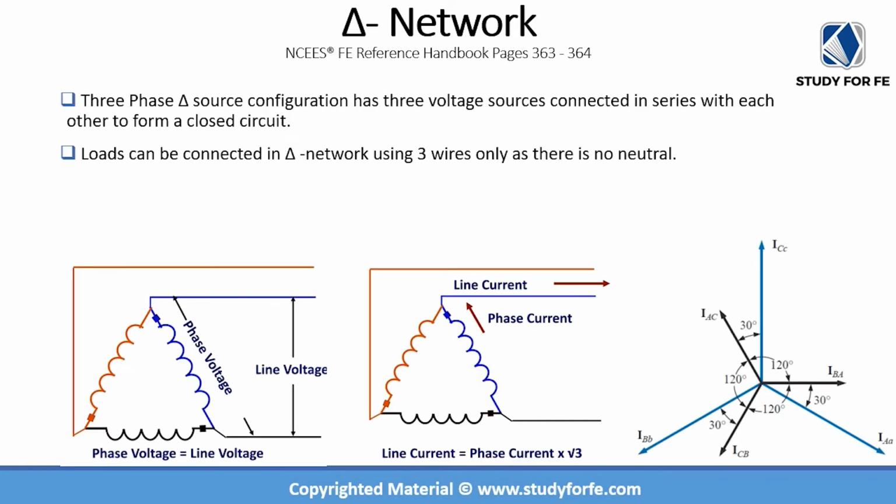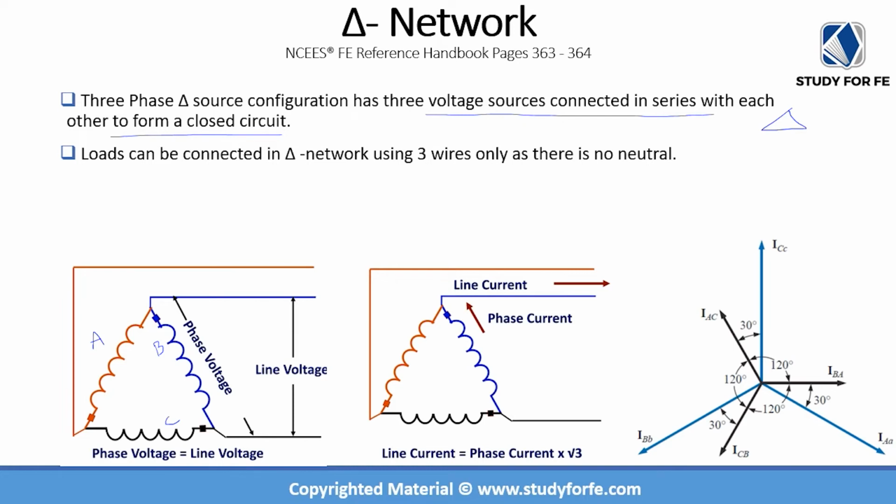Delta network. A three-phase delta source configuration has three voltage sources connected in series with each other to form a closed circuit. Okay, so that actually takes the shape of a triangle or a delta. In this case, for example, if you call these A, B, and C, then both ends of the source are connected to the other two sources.